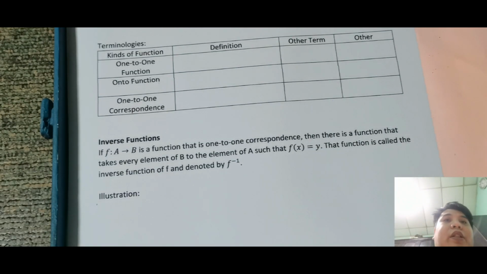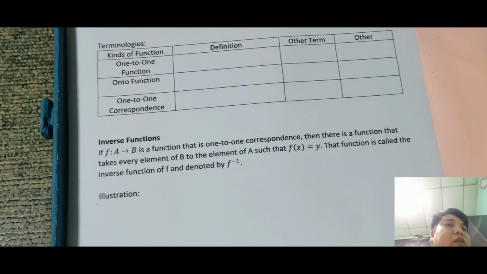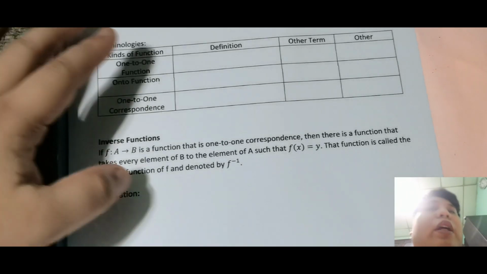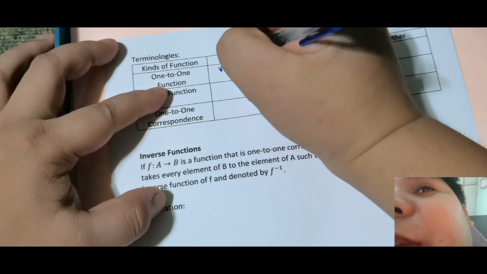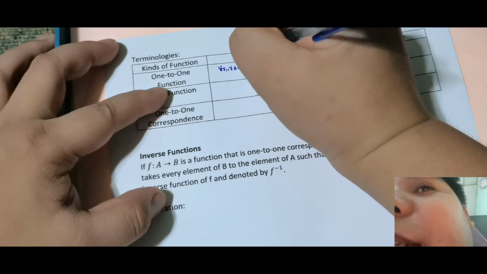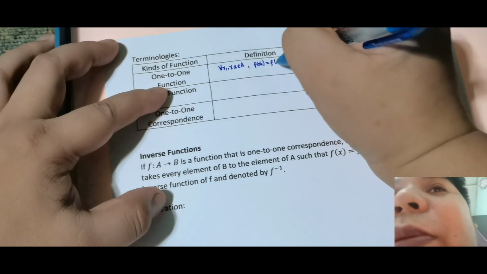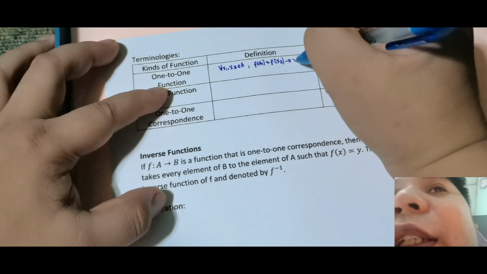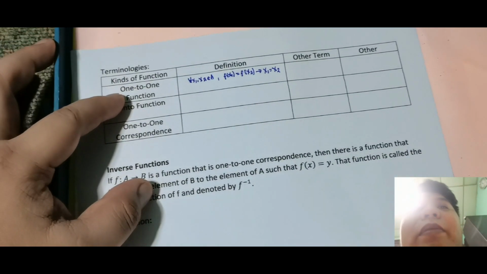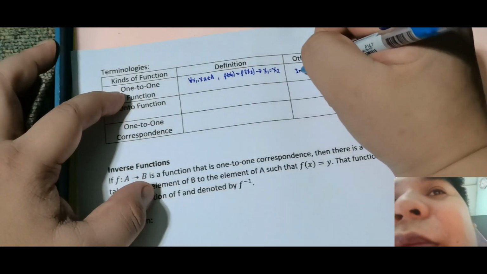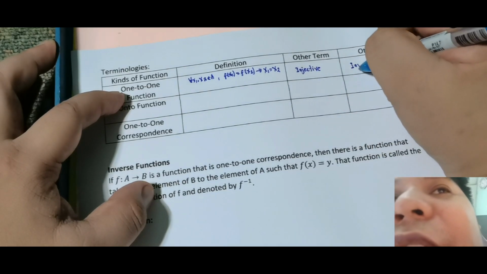So let's have terminologies. So kinds of function. So una, one-to-one function, onto function, one-to-one correspondence. Ayun yun, yung tatlo. So definition, lagay ko lang yung mga definition. So this is for all x sub 1, x sub 2, element of A, we have f of x sub 1 is equal to f of x sub 2 implies x sub 1 is equal to x sub 2. Okay, ngayon yung other term para kay one-to-one function is injective. Or other term, injection.